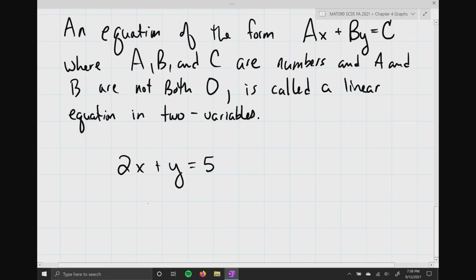Note, both the x and the y are raised to the first power. That's what makes it linear. In this situation, a equals 2, b equals 1, and c equals 5. And all I'm really doing here is just matching it up. And that's honestly what a lot of math is. It's kind of like matching something up. It's looking at a problem that you've never seen before and then trying to match it up to something that you know. Okay?